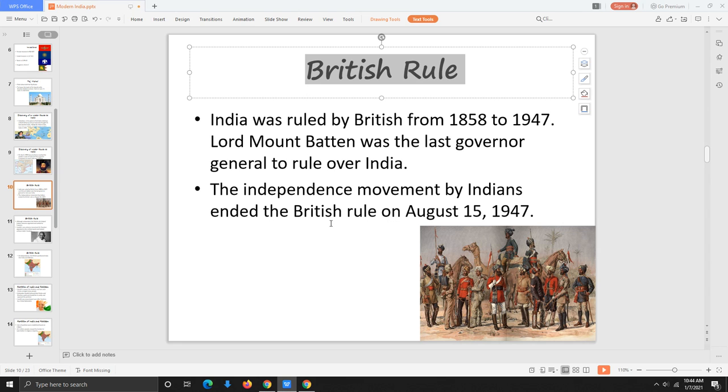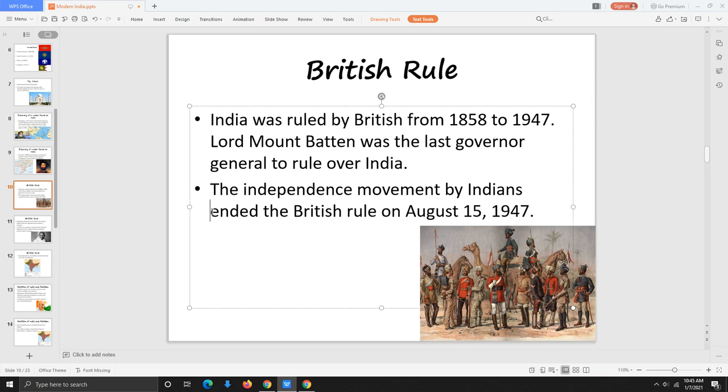New bullet, British rule. We talked before about how the East India Company had taken over in India in the 1700s. There's that big Sepoy rebellion that ends up happening, and then the East India Company leaves power, and the British government takes over direct control of India. They'll be in direct control of India from 1858 to 1947. In 1947, India gains its independence.